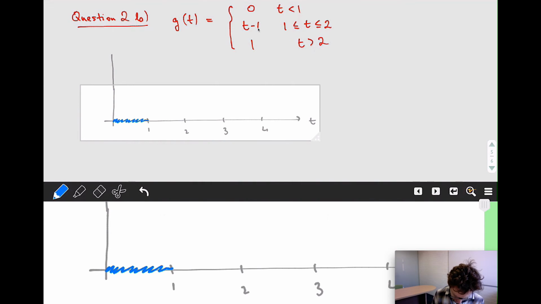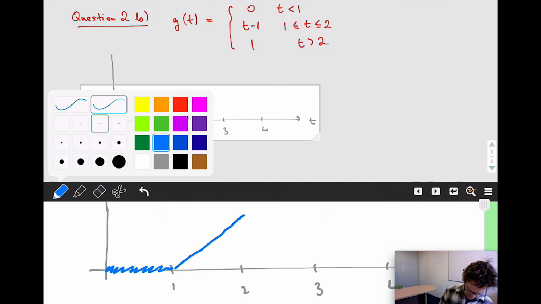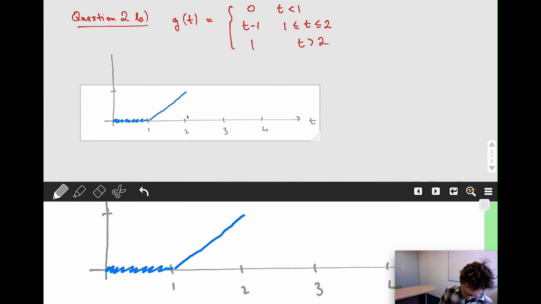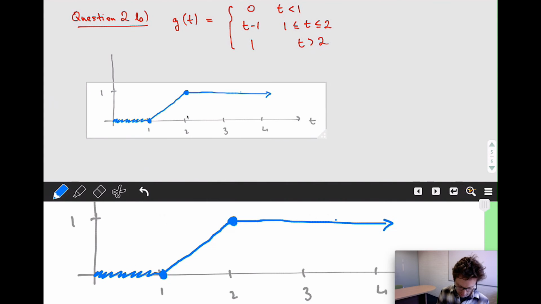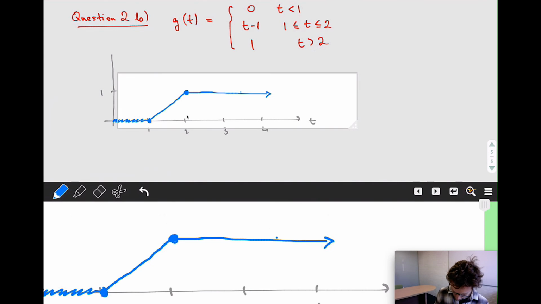So what that means is that this is actually going to be a function that is equal to 0 at t equals 1, and then increases to a value of 1 at t equals 2. And then after that, it just takes the value 1. So you can see that this is a lovely continuous function. It changes suddenly, but it has no jumps. So this is our function g of t.